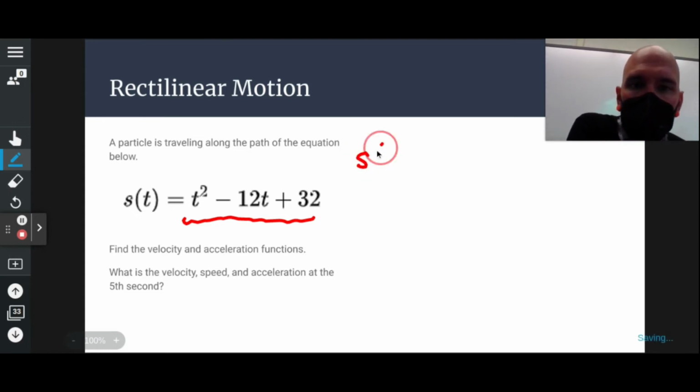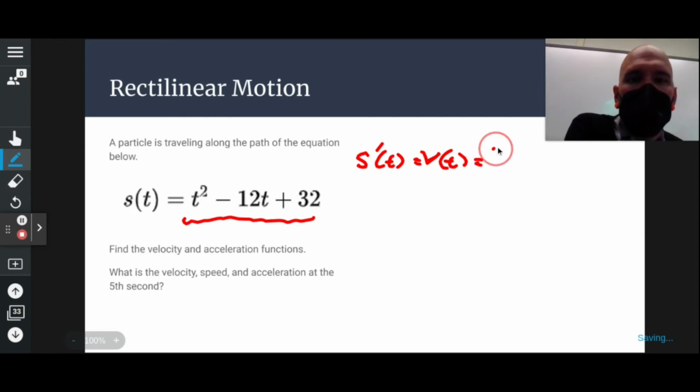So S prime of t, I'm going to call v of t, and in this case, that's going to be 2t minus 12.